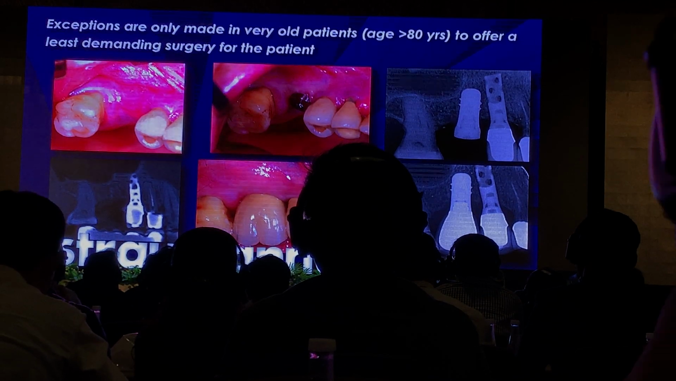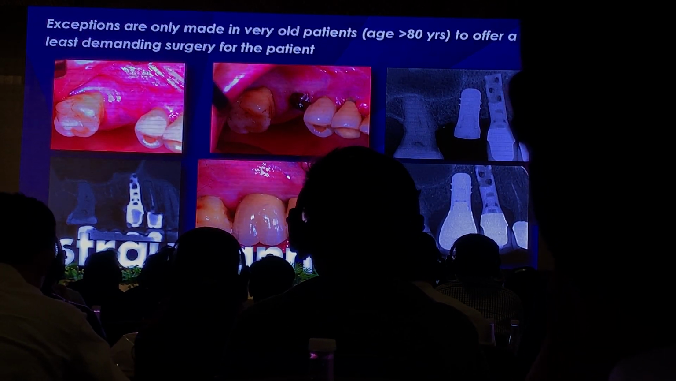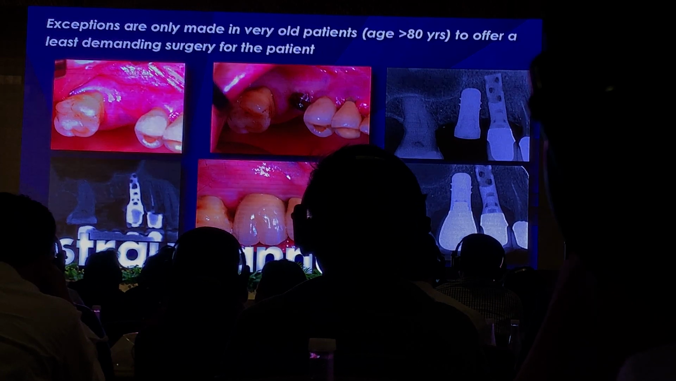That's why I think you can take the risk. Interestingly, I will show that tomorrow to you. I have to ask to get the radiograph.